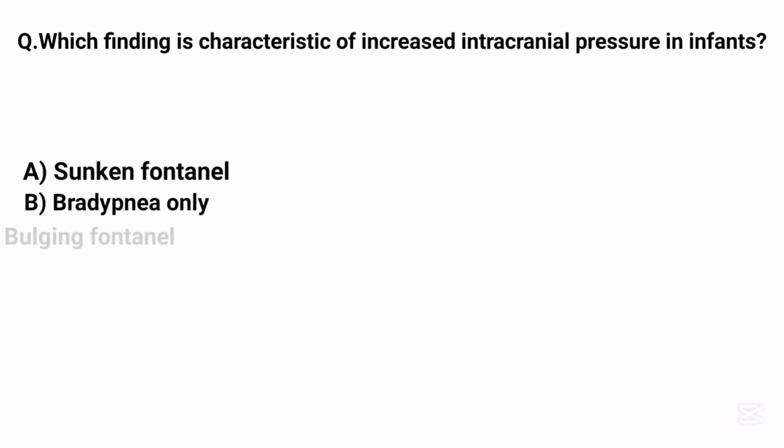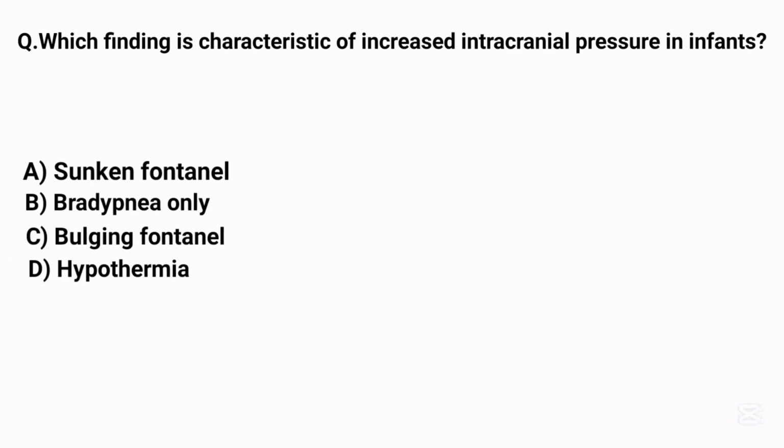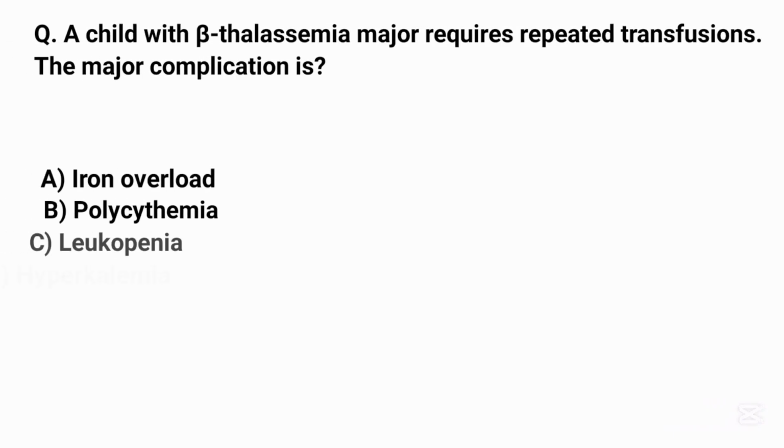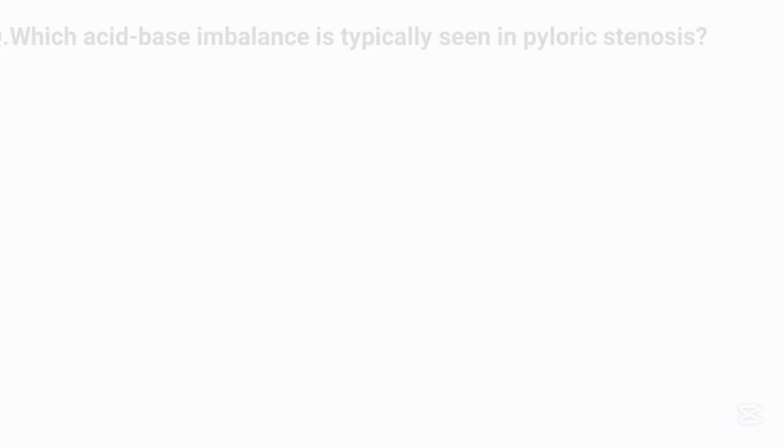Which finding is characteristic of increased intracranial pressure in infants? Correct answer is option C, bulging fontanelle. A child with beta thalassemia major requires repeated transfusion. The major complication is. Correct answer is option A, iron overload.